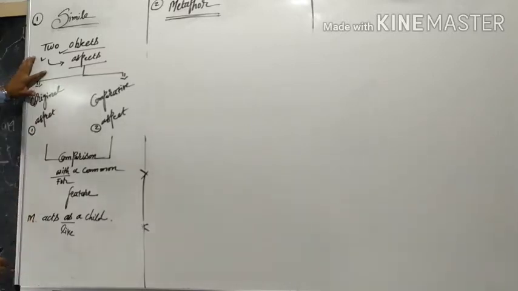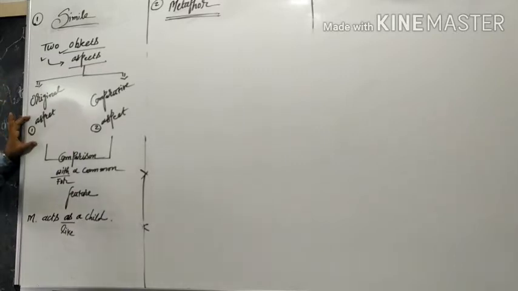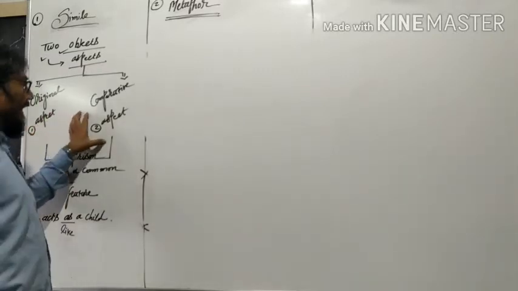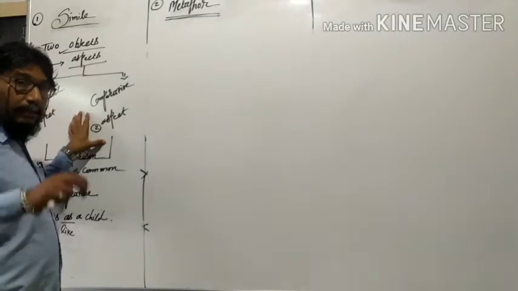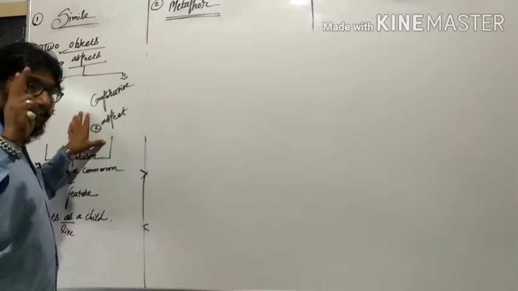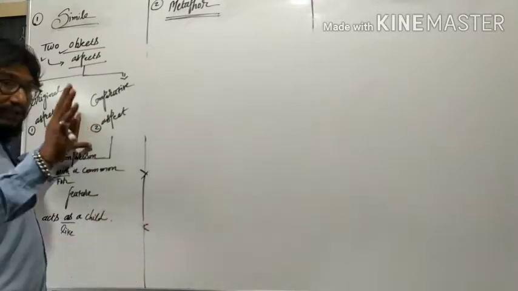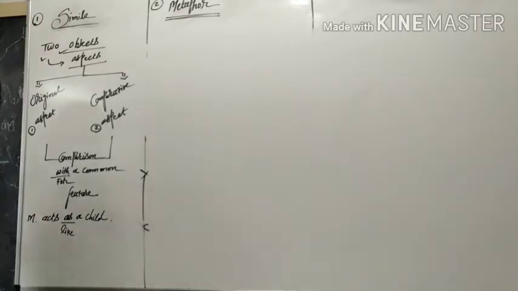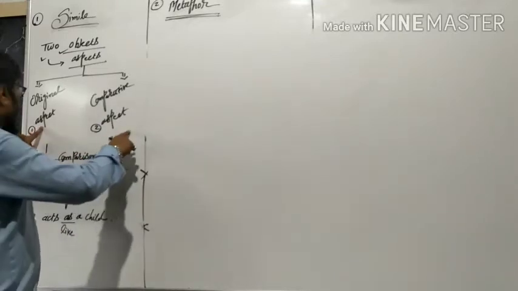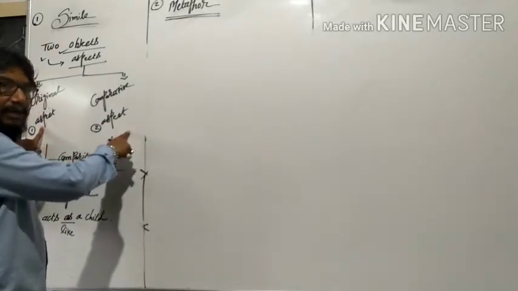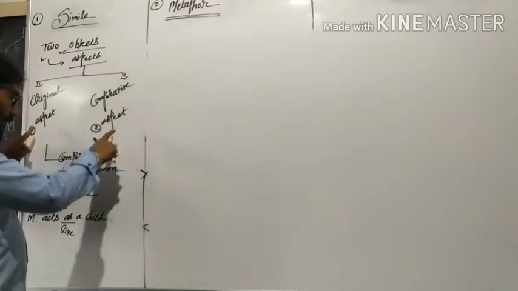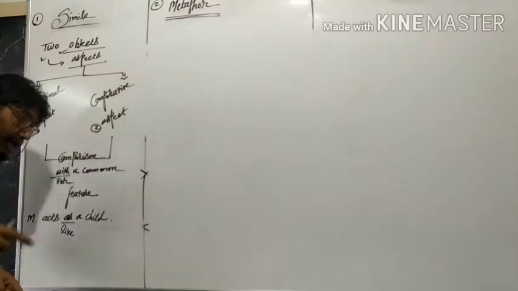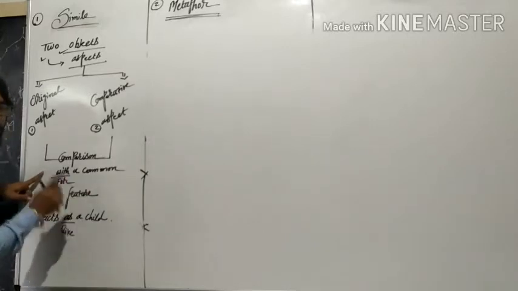There will be minimum two objects or minimum two aspects. One is known as the original aspect, another is known as the comparative aspect. Minimum two aspects are the basic requirement of simile. Then afterwards there will be a comparison between the original aspect and the comparative aspect, and that comparison would be with a common feature.